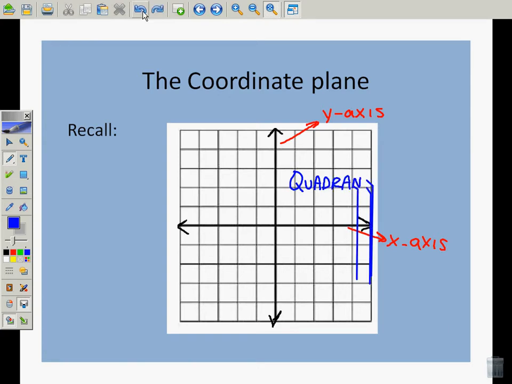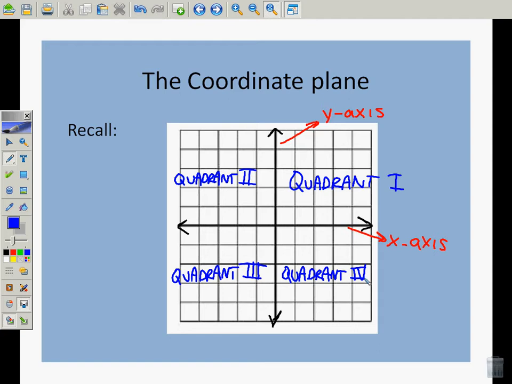quadrant 1. And this is quadrant 2. And this is quadrant 3. And this is quadrant 4. Okay, notice we're going in a counterclockwise sort of motion when we talk about the quadrants. That's going to be important as we start talking about reference angles and things like that.